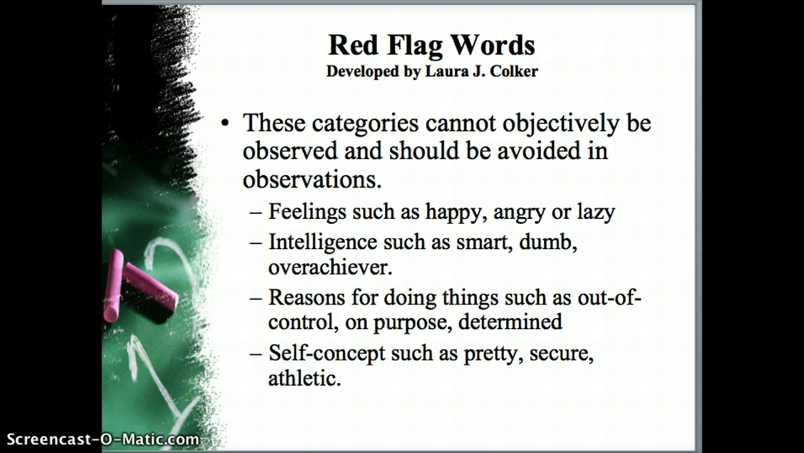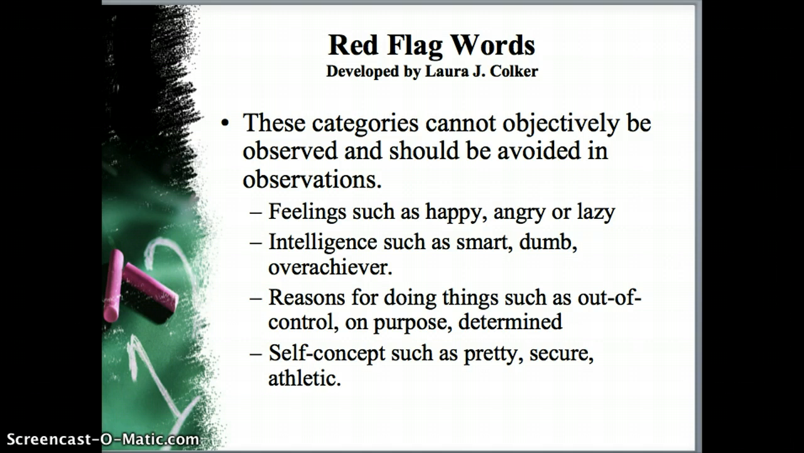Another area we want to avoid is intelligences, such as dumb, smart, overachiever. These are things that we can't concretely observe, and they're also generalizations. We want to be specific in saying what's going on instead of saying that they are smart. We want to say they identified the number 2 on the dice.